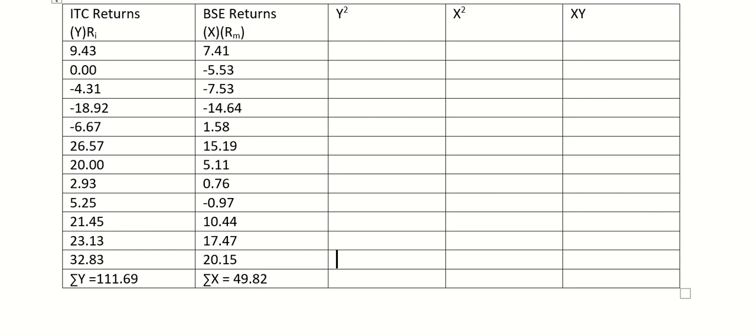Right. Now y square, we have to calculate y square and x square both. So y square is basically 9.43 into 9.43, so it becomes 88.92. And similarly, I'm just squaring all the values of y. So 0 into 0 is 0. Then it is minus 4.31 into minus 4.31. This is 18.58.